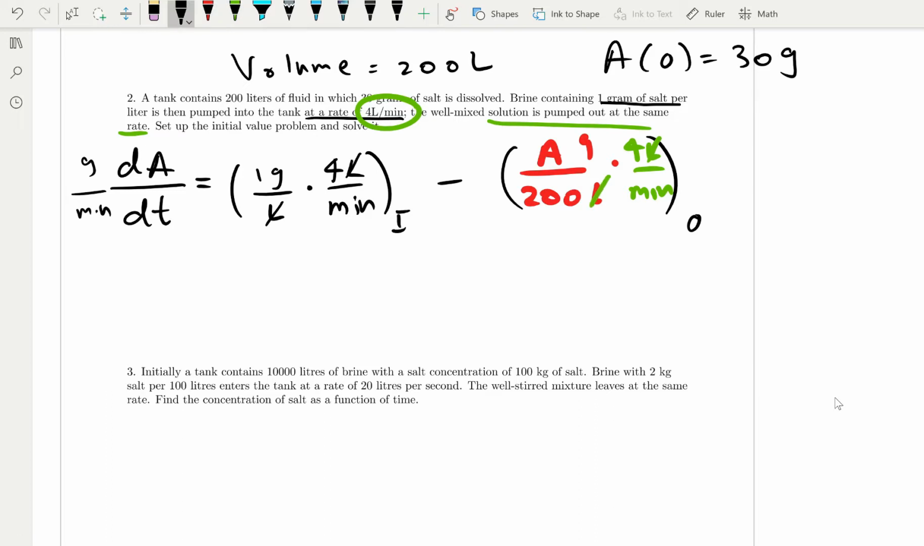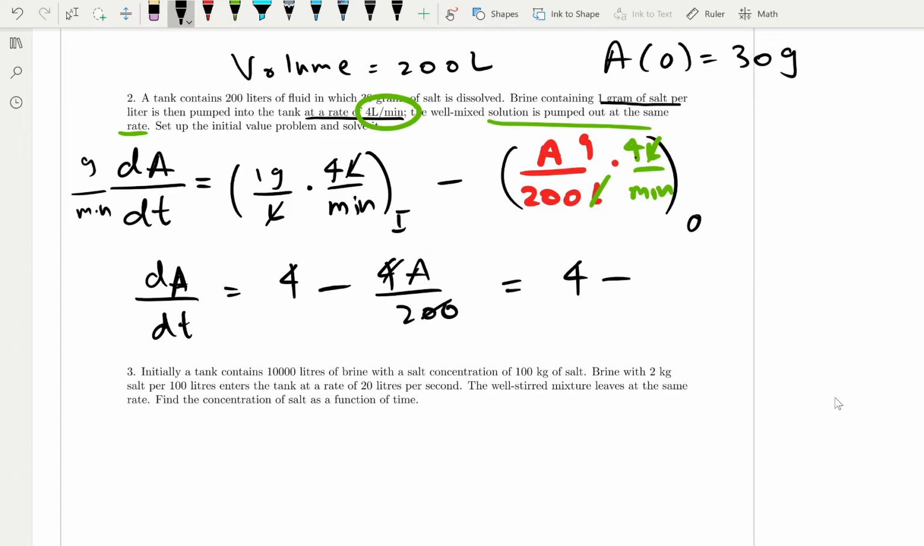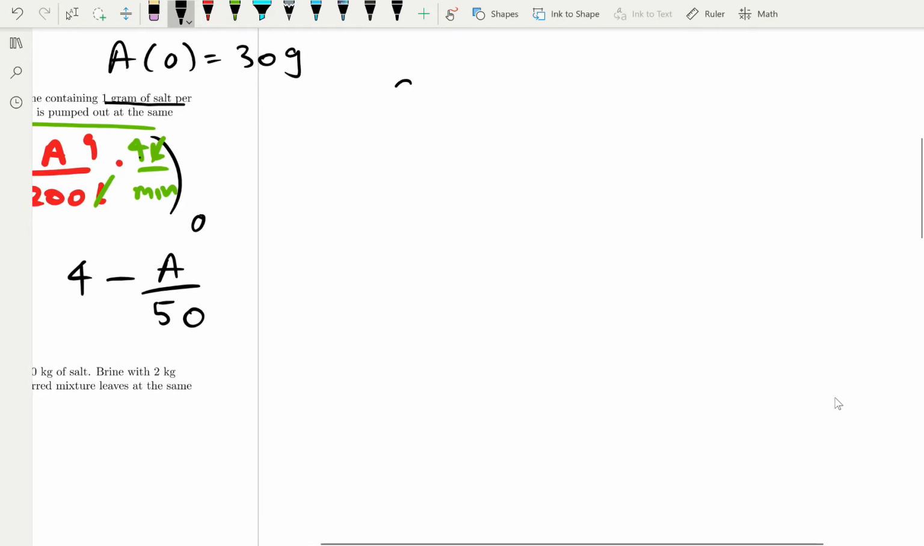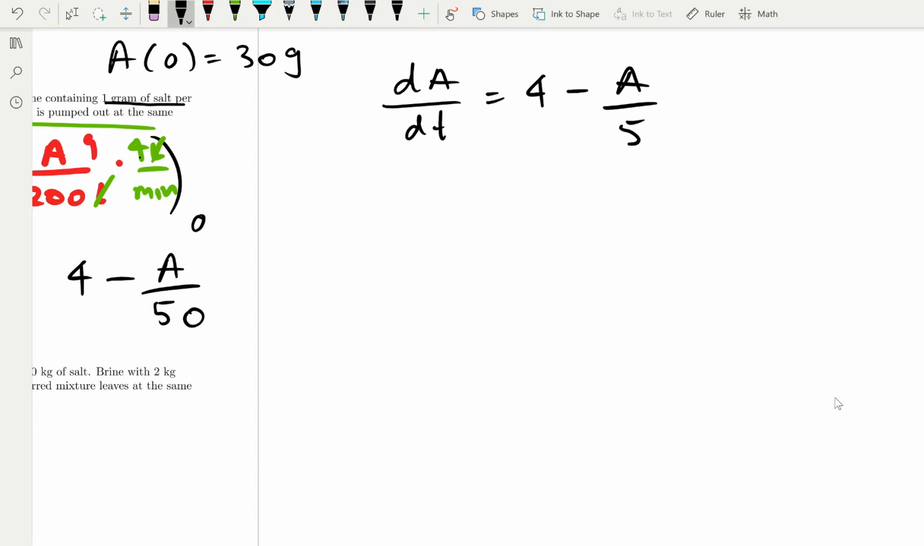So let's write down the differential equation. dA over dt is equal to 1 times 4 minus 4 times A over 200. We can simplify this a little bit: 4 and 200 cancel out, so it's A over 50. So dA over dt is 4 minus A over 50. That's the differential equation. And the initial condition is that initially you have 30 grams of salt.